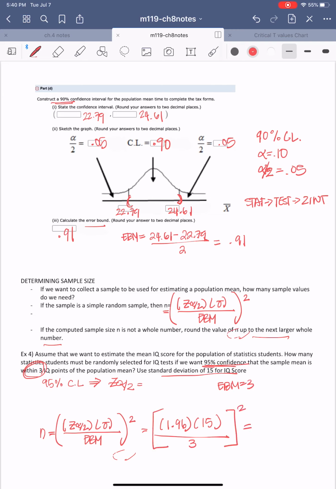Using the calculator, I got 96.04, but this is a decimal number, so we round up to the next larger integer. You need a minimum of 97 samples to accurately predict your entire population mean with the 95% confidence level.